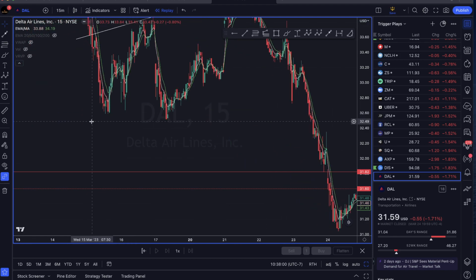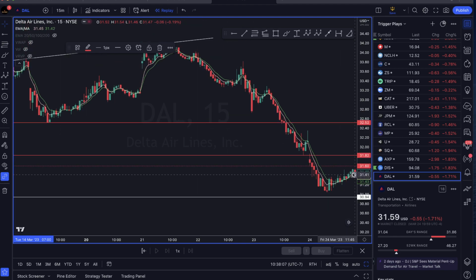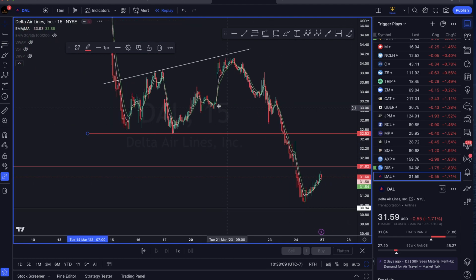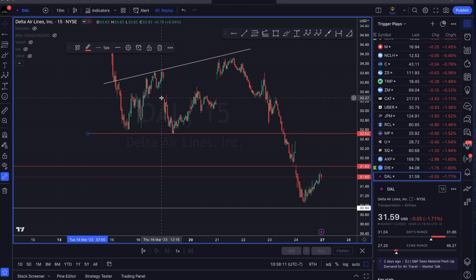I don't remember the entry on Delta. Should be the prior day low. I think my entry was somewhere around here because that's the only level I see, because I know we played it last week. We played Delta early. Okay.